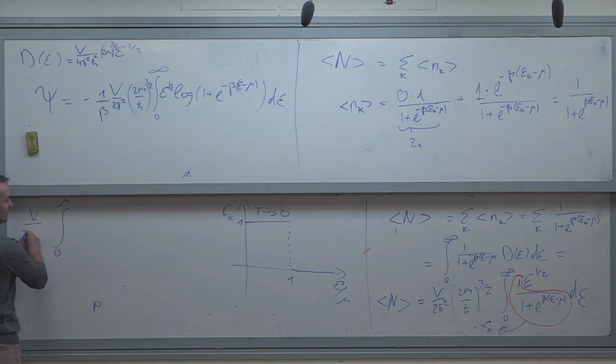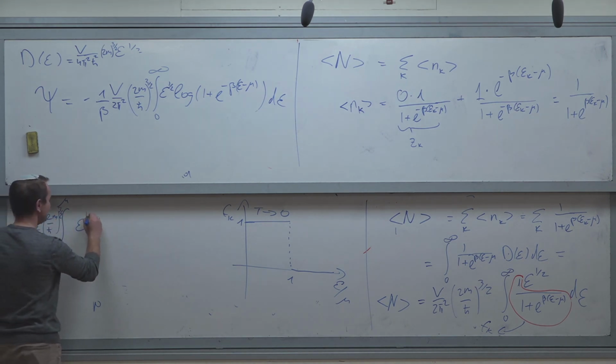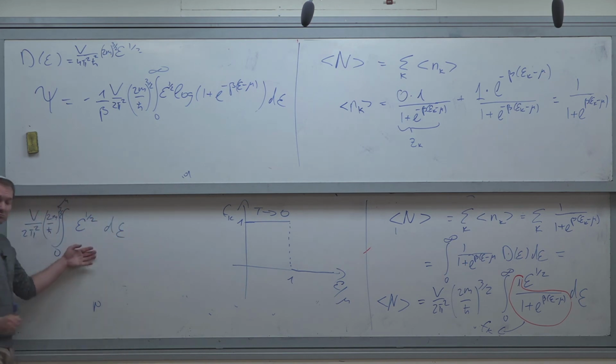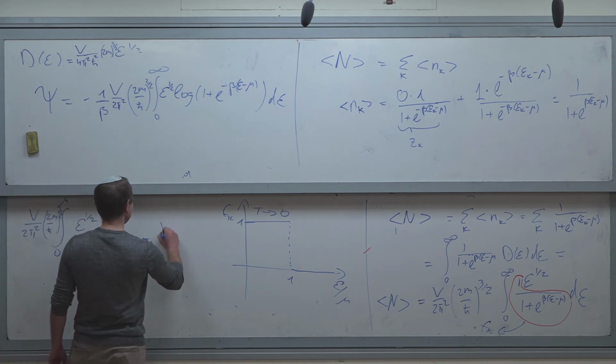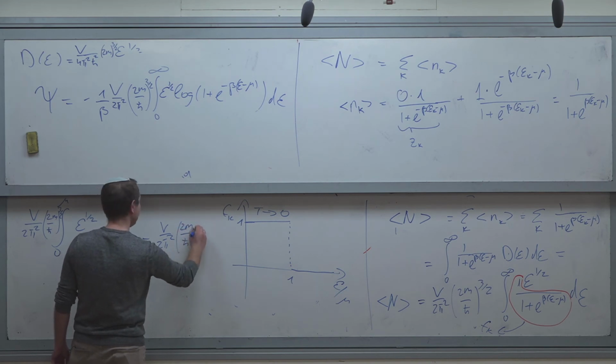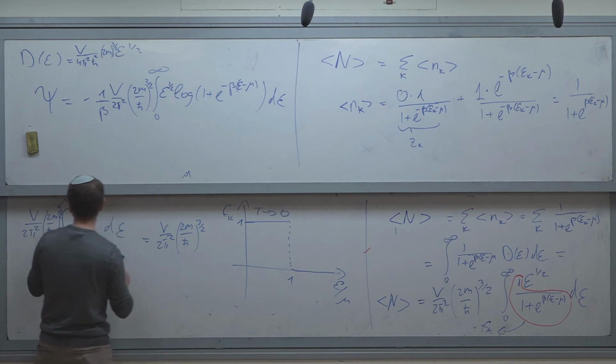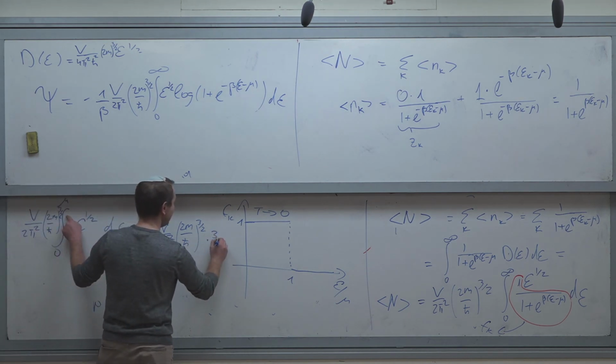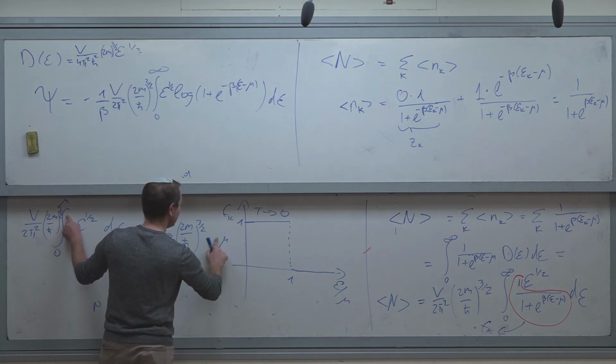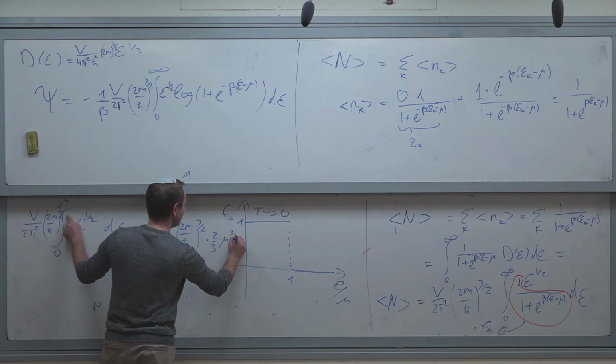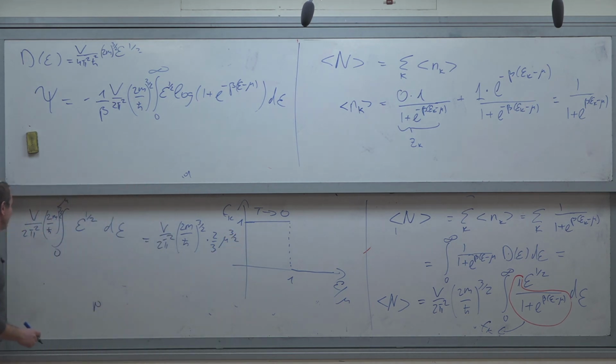Here we have V divided by 2 pi squared, this prefactor of (2m divided by h bar squared) to the 3/2, times epsilon to the 1/2 d epsilon. This is already easy, right? So this is simply what? V divided by 2 pi squared, (2m divided by h bar squared) to the 3/2, multiplied by 2/3 mu to the power 3/2. Okay?